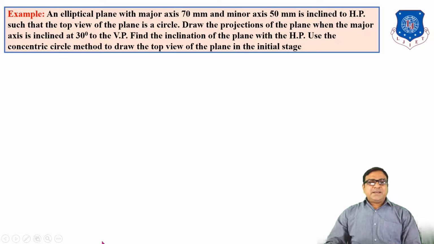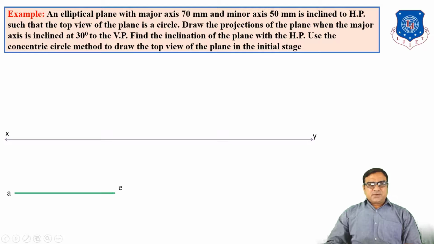So here our object is an elliptical plane and it looks circular in top view. First of all draw the XY line. First stage of the ellipse: when the plane is resting on HP, perpendicular to VP. Draw one major axis AB 70 mm, O is the midpoint, and from the midpoint draw a vertical line GC which is the 50 mm minor axis.